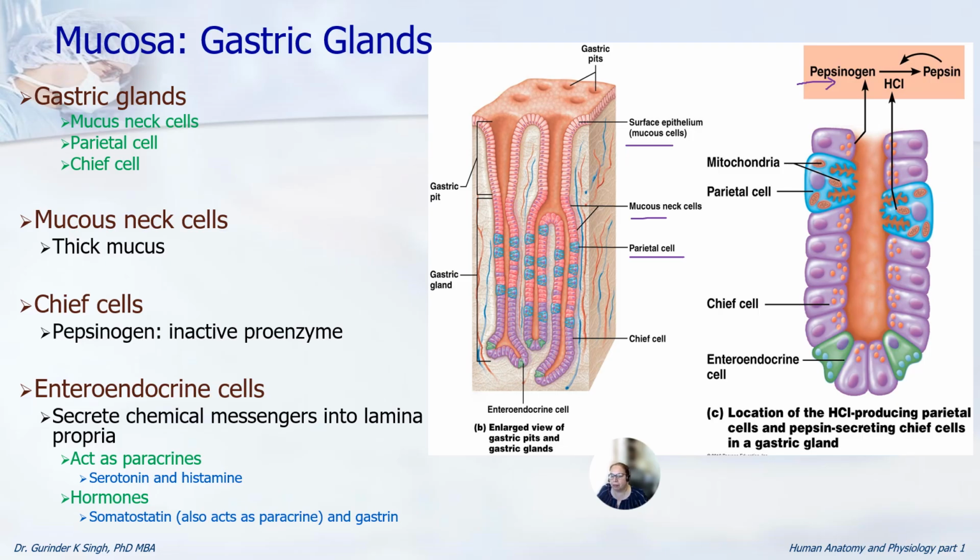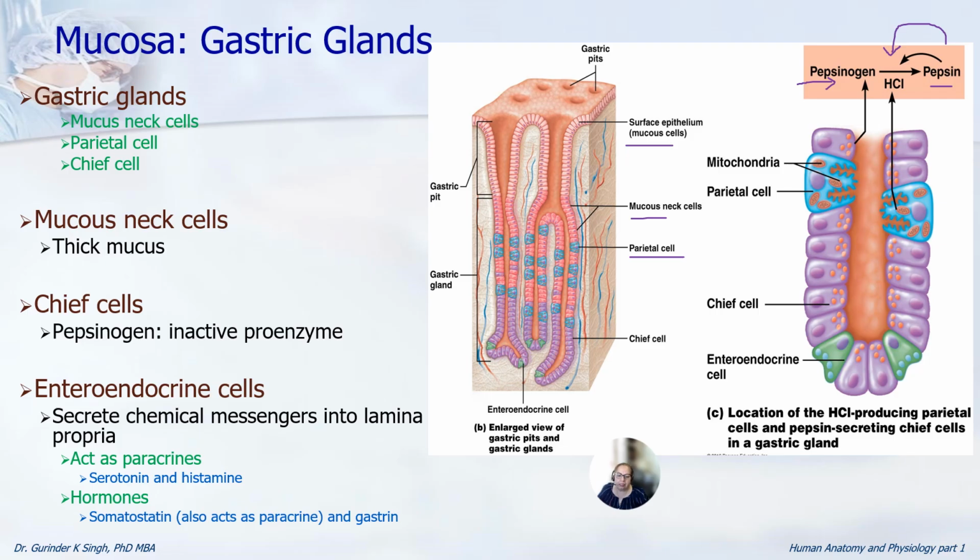Pepsinogen is an inactive enzyme which starts degrading proteins. The parietal cells produce HCl. A small amount of HCl changes pepsinogen into pepsin, and then pepsin itself can change more and more pepsinogen into pepsin, which will then start digesting the proteins as they enter the stomach.